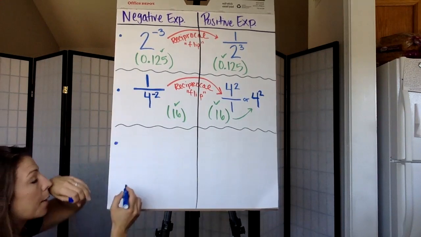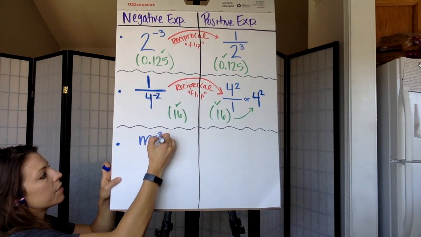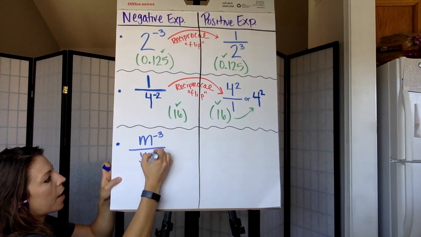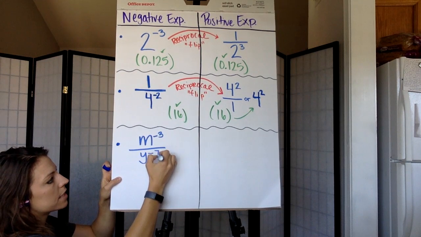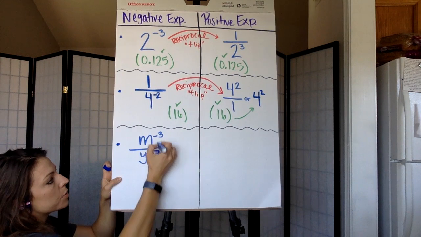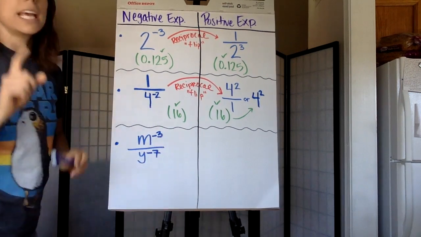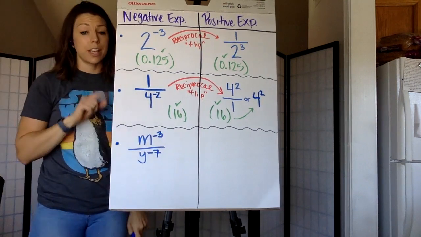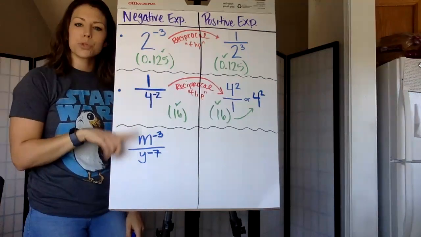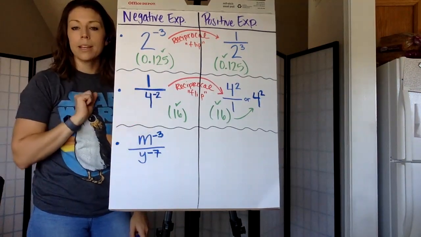Let's say we have m to the power of -3 over y to the power of -7. I like this example, I just realized. Okay, here's the deal. Is this a quotient of powers? Meaning, can I subtract exponents here? Like, can I do -7 minus -3? Can I do that?